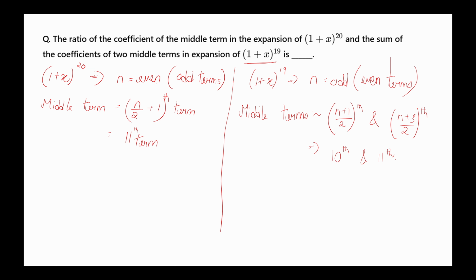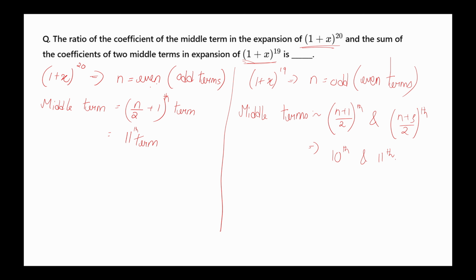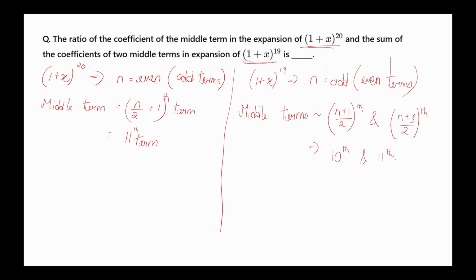Now what have they told us? The ratio of the coefficient of the middle term in the expansion of this and the sum of coefficients of the two middle terms in this. So basically we have to find out the 11th term for (1 plus x) to the power 20, divided by T10 plus T11. And we only have to find out the coefficient, if let's say I was to find out the general term.